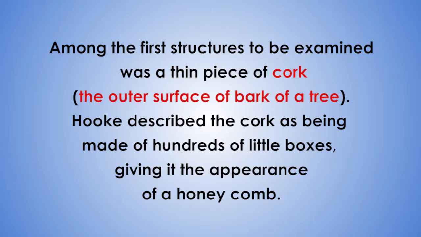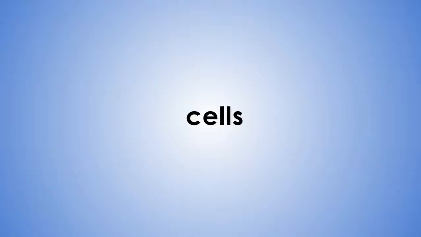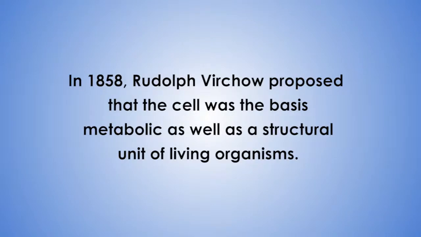Hooke described the cork as being made of hundreds of small boxes, giving it the appearance of a honeycomb. He then called these little boxes cells. It soon became clear that virtually all living things are made up of cells, and that these cells have certain features in common. In 1858, Rudolf Virchow proposed that the cell was the basis of metabolism as well as the structural unit of living organisms.